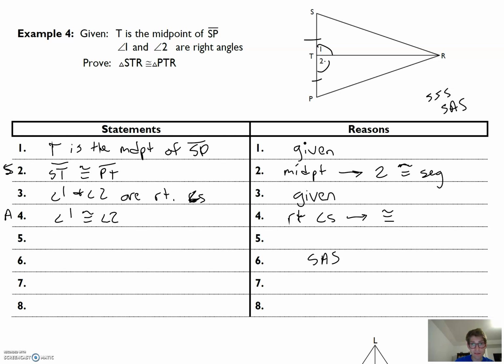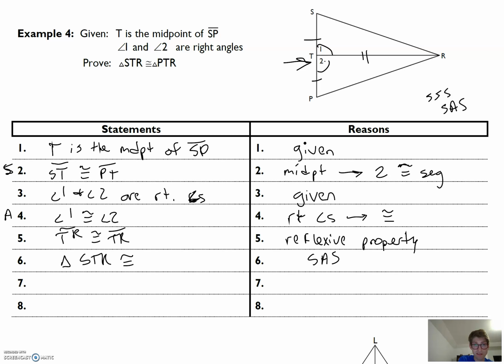So that would mean we need another side. We look at this diagram. If the angles have to be included, that means we want this side on the other part of the angle, meaning we need to say that TR is congruent to TR by the reflexive property. Therefore, we can say that triangle STR is congruent to triangle PTR by SAS because we have two sides and the angle between them.